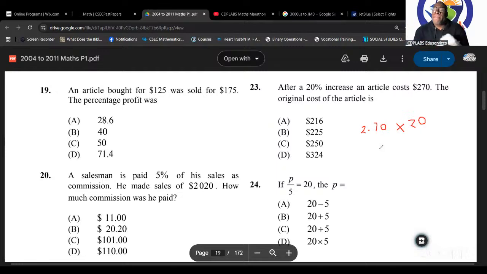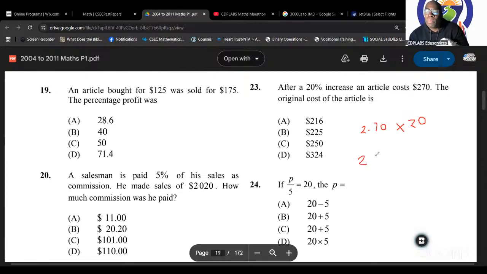So now, 270 divided by 100 will give us 2.7, correct? Then if we are to continue, you might say 2.7 times 20 might be a big number too. If we do it without the calculator, then how do we do this? Look at this now.